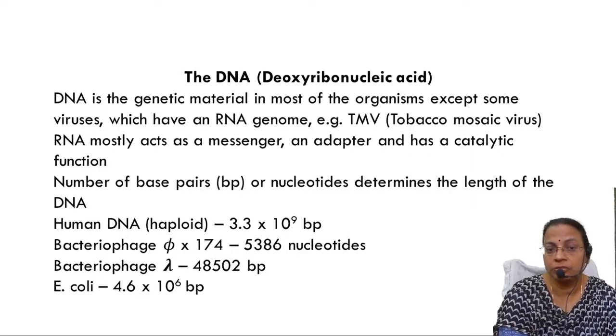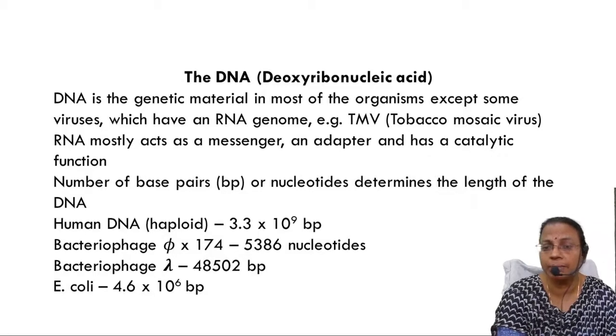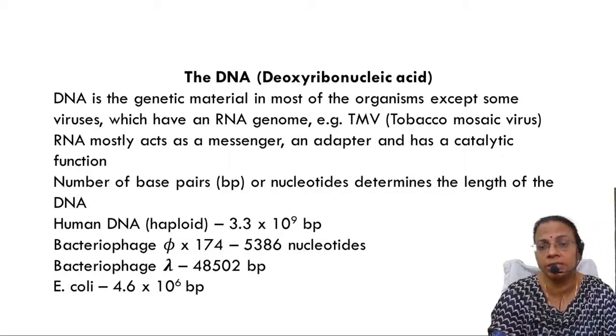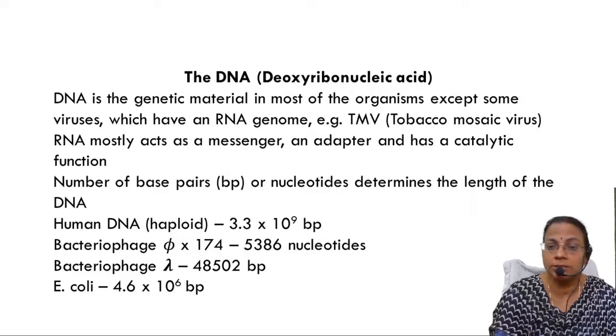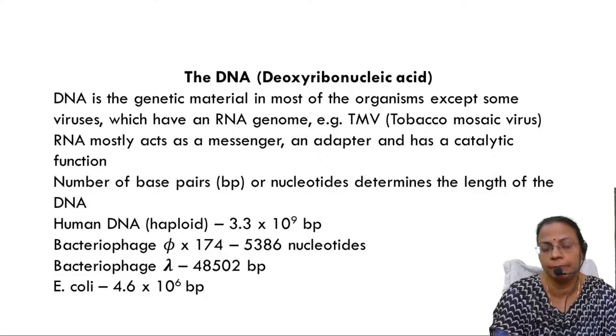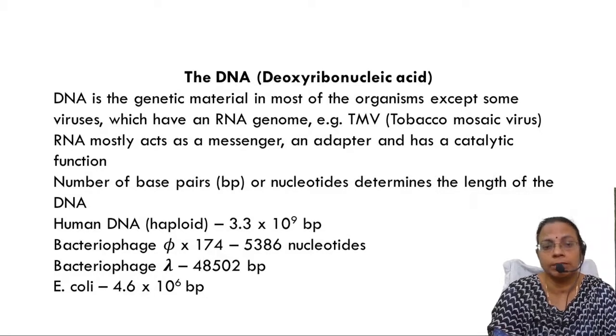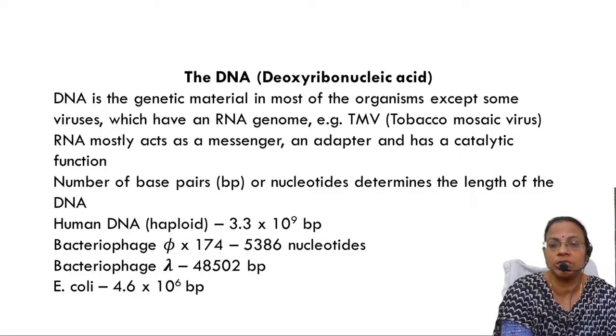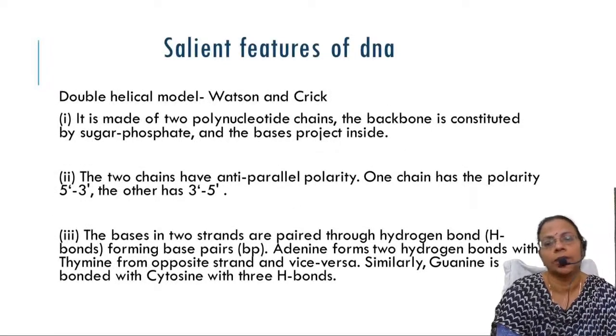In the first bacteriophage, ΦX174, it is only nucleotides, not base pairs. We haven't mentioned base pairs because in that case the genetic material DNA is single stranded, whereas in lambda bacteriophage it is base pairs, which means two polynucleotide strands. In E. coli, the bacterium, the number of base pairs is 4.6 x 10^6. This is just a rough description; in each and every organism, the number of base pairs varies from one organism to another.